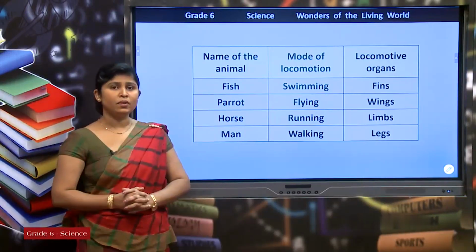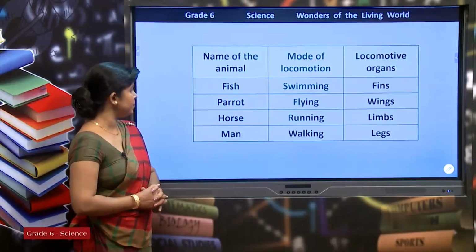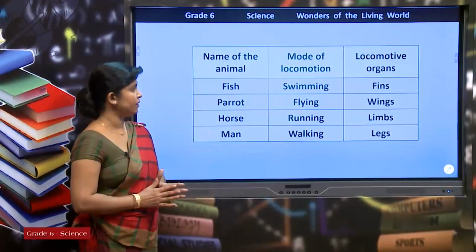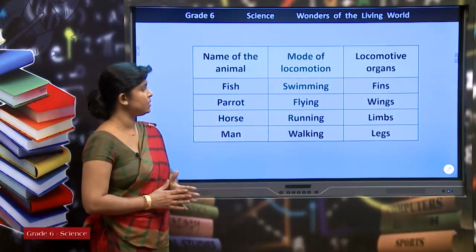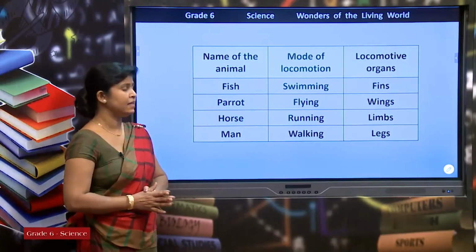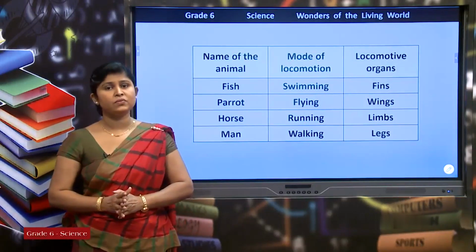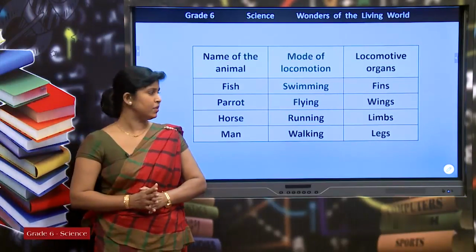Parrot. You know that the parrot is a bird. Its mode of locomotion is flying and the locomotive organs that are used for flying is wings. You know that the birds have got wings. They use wings for their locomotion.